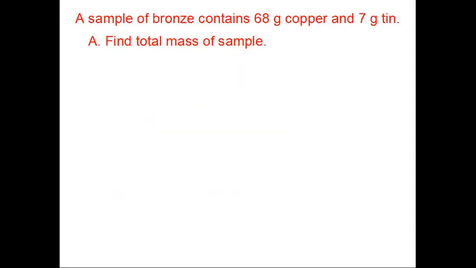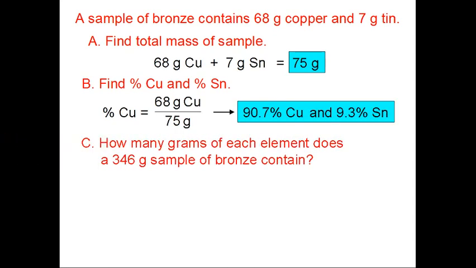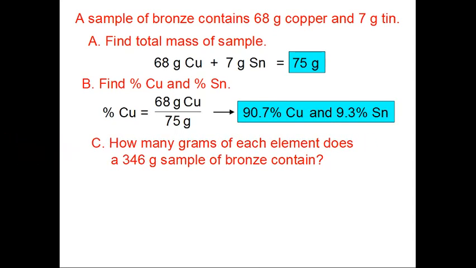So looking at a sample of copper and tin. Bronze is an alloy. It's made of copper and tin. And so find the total mass of the sample. Easy enough. 68 plus 7, 75 grams. So how do you find a percent? Just a reminder from the last video, take your part divided by your whole. So for copper, it'll be 68 divided by 75. Gives you a percent of 90.7%, and for tin it's everything else, so 9.3%.